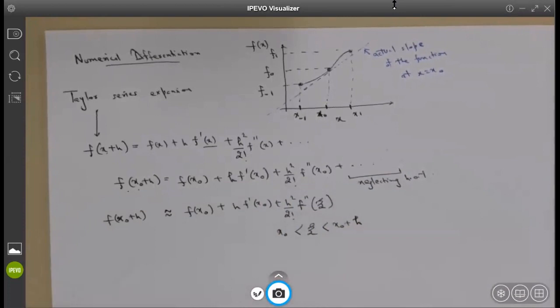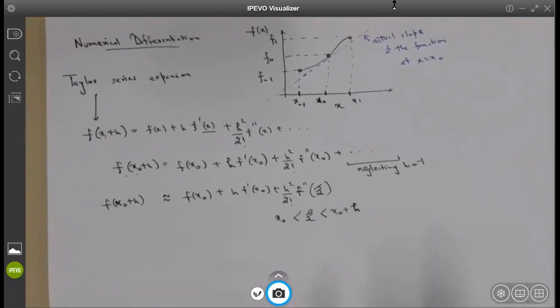Does that make sense to you guys? Still writing it down, but yeah, it makes sense.